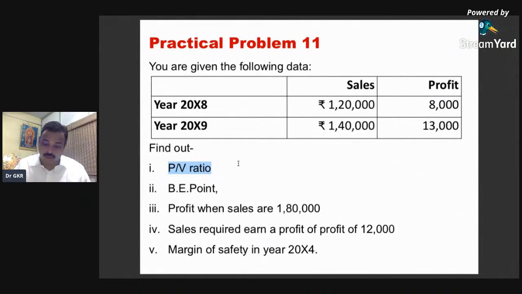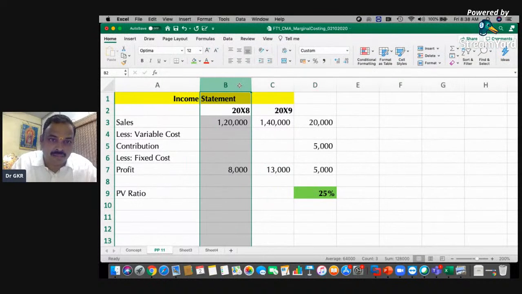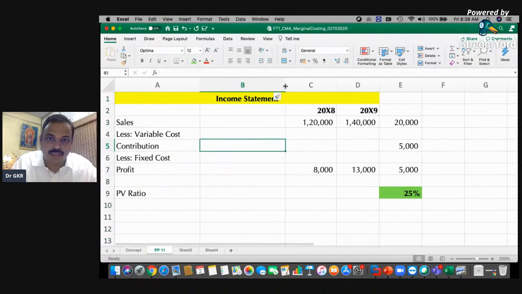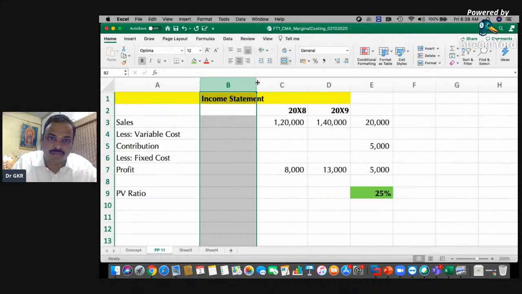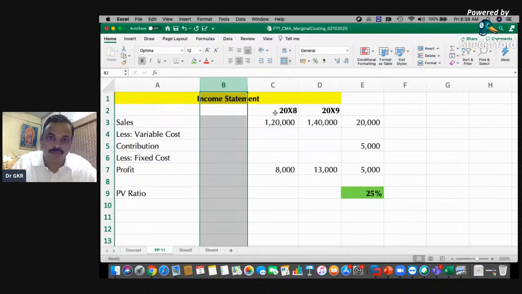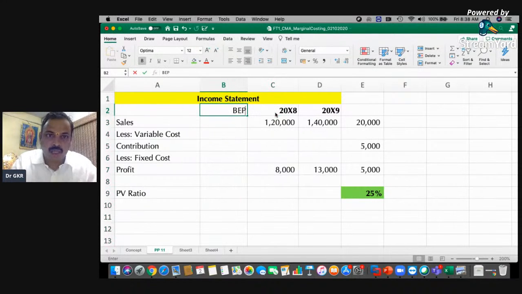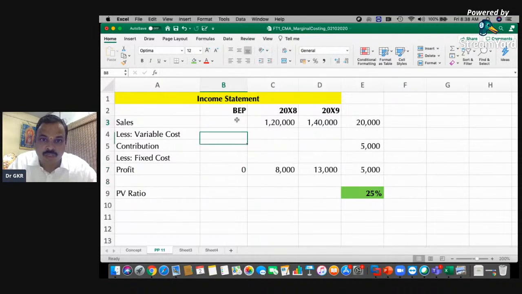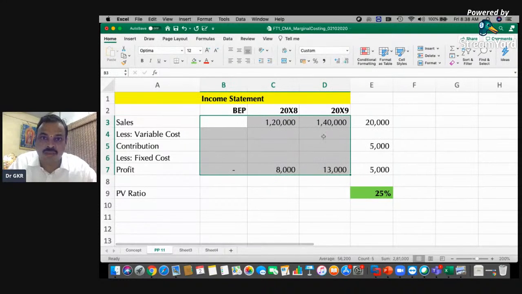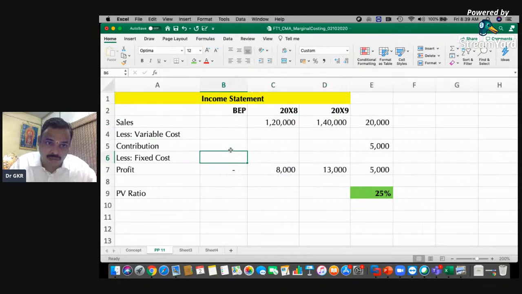Okay. Now, what is your break-even point? Let me add one more column because the break-even point is one more column. Why? Because you have a profit here. I will have one more column here. This column, I will call it a break-even column. BEP. Break-even. What is the sales? We don't know. But profit is 0. All of us, we know the profit is 0. Very simple. And the fixed cost will be same. And fixed cost will be equal to contribution. I repeat, fixed cost is equal to contribution.